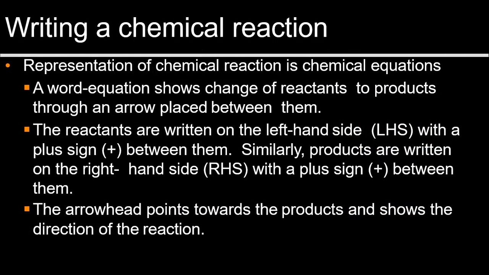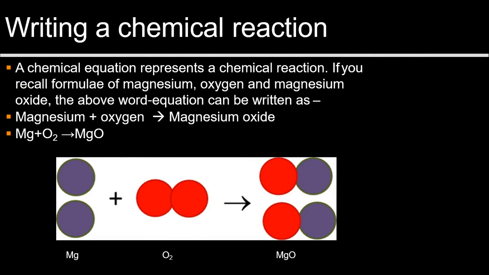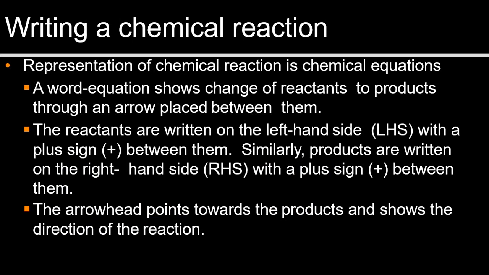Now, writing a chemical reaction. This is an important part we are going to discuss hereafter. Chemical reactions can be represented by chemical equations, like magnesium on oxidation giving magnesium oxide. So chemical reactions can be represented by formulas. This is generally called a chemical equation. How can we write a chemical equation? There are some rules to follow.